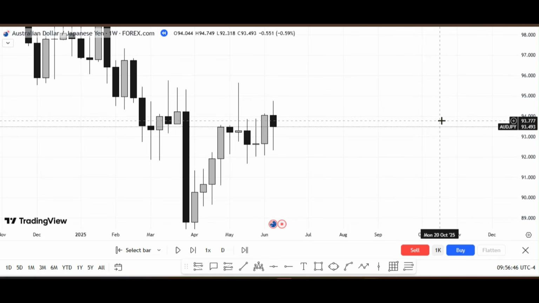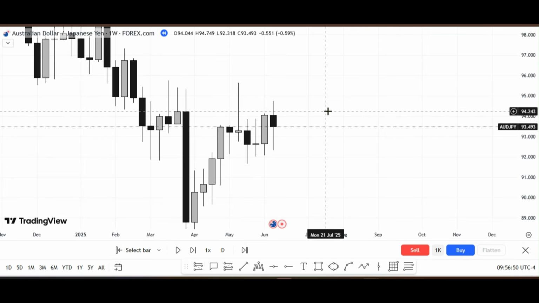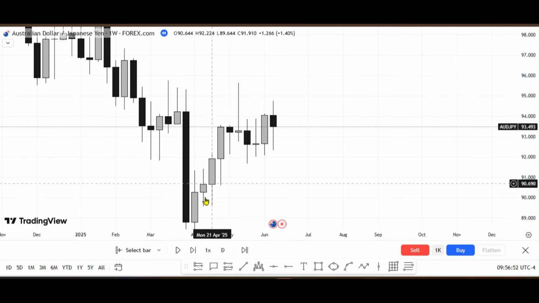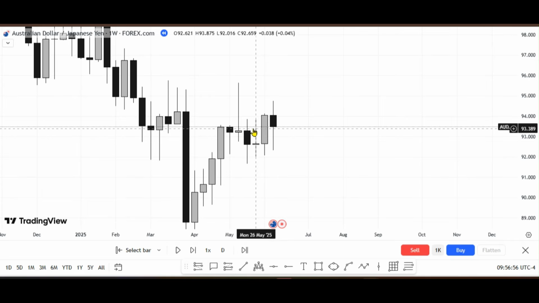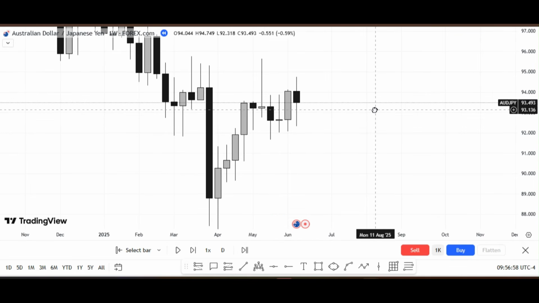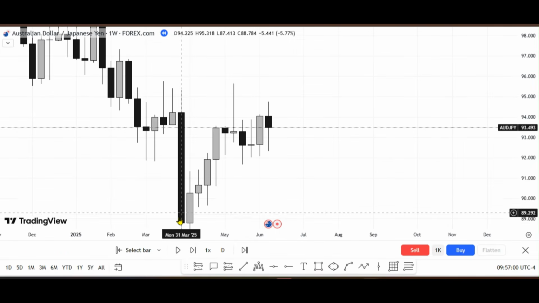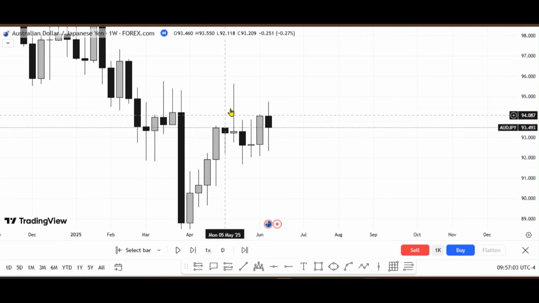So this is AUDJPY, the weekly time frame. Normally, before a new week starts on Sunday, I do my analysis to determine my bias for the week and mark out my key levels. In this case here, we can see on this weekly the market has made a higher high, we had a retracement, and so far this is what we have.